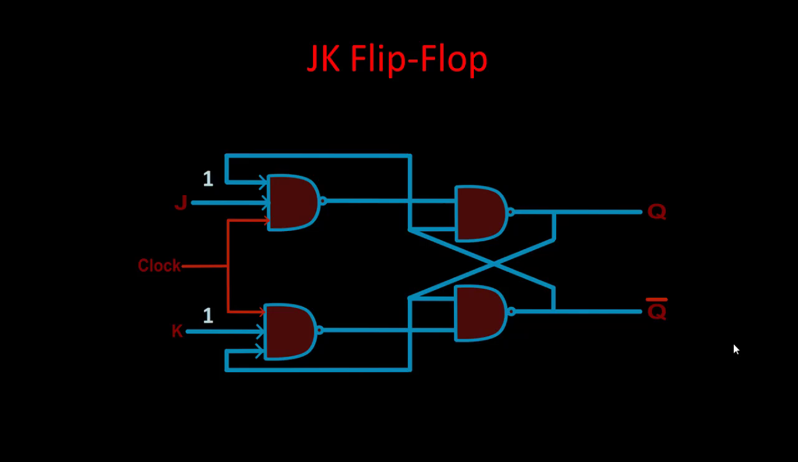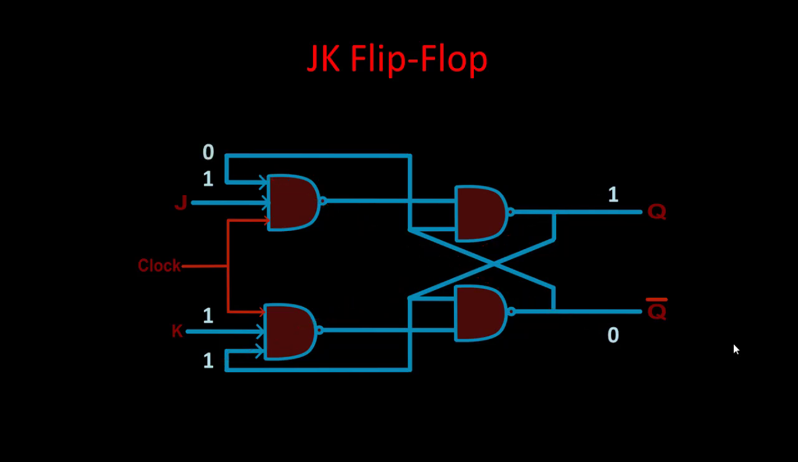Now what happens with 1 1? This 1 1 was not allowed in SR, but it is allowed in JK flip flop. So with this 1 1, what happens? Let us assume previously we had 1 0. So before applying 1 1 we had 1 0, and because of the feedback this one is coming back and this 0 is also coming back here.